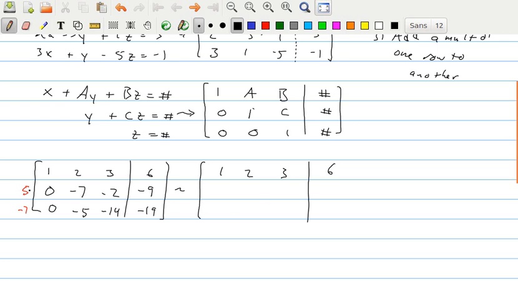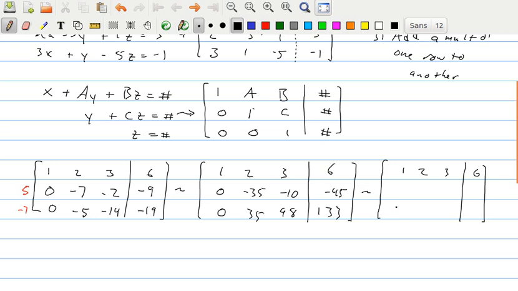If we multiply this row by 5, we get 0, negative 35, negative 10, negative 45. If we multiply the bottom row by negative 7, we've got 0, 35, 98, and then what is that last one? 7 times 19 is 133. Okay, now we can add the second row to the bottom row. So 1, 2, 3, 6.